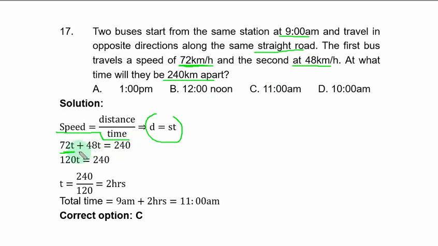If you add the two together, it is equal to 240, the distance they are apart. So if you add the left hand side, you have 120t equal to 240. Divide through by 120, you have t equal to 2 hours. So total time, the starting time and the time they are apart at the distance of 240 kilometers, is 11 a.m. C is the correct option.